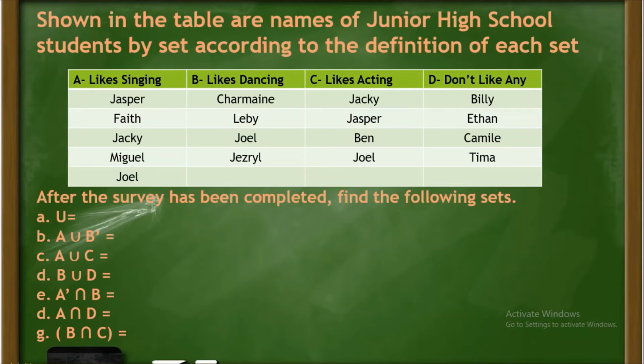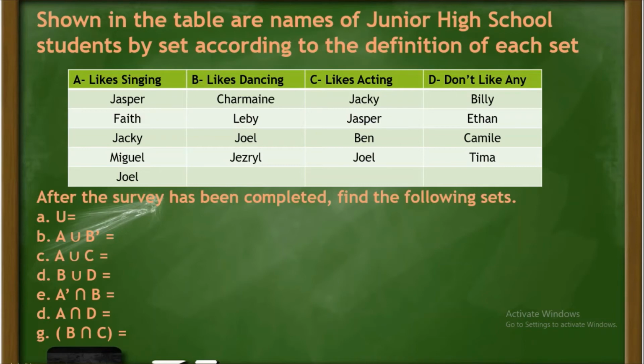Okay, this is the survey. After the survey has been completed, find the following sets. First, we have the universal set. Letter B, we have A union complement of B. Letter C, A union C. Letter D, B union D. Letter E, complement of A intersection D. Letter F, A union D or A intersection D. And letter G, B intersection C.